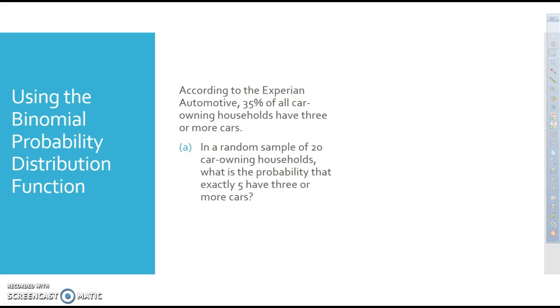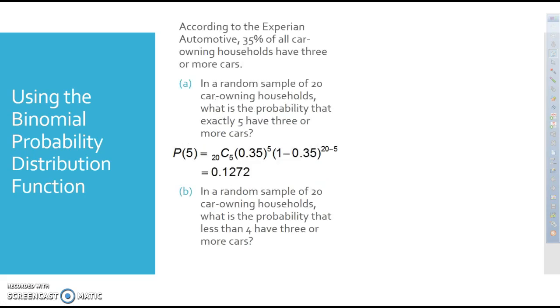We have 35% of all car-owning households have 3 or more cars. Remember some of the stuff with greater than, less than, greater than or equal to, less than or equal to, because that'll change how some of these are written. So we have a random sample of 20 car-owning households, so 20 trials, and we want the probability that exactly 5 have 3 or more cars. So what does that look like?